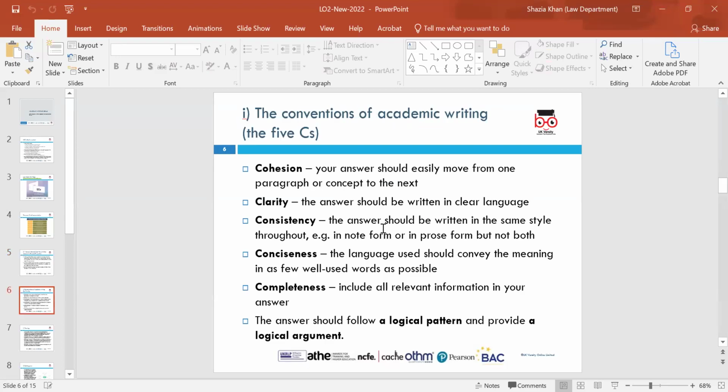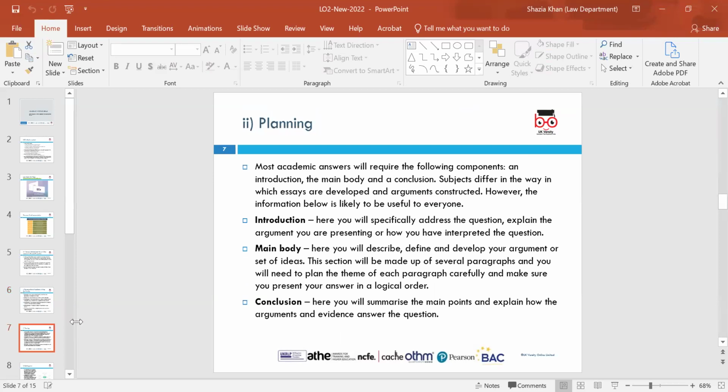We then went on to look at the 5 conventions of academic writing: cohesion, clarity, consistency, conciseness, and completeness. And how this follows a logical argument and a logical pattern as well. So there's more structure in place for that. Planning is really important. Why is planning so important when we look at assignments? To be able to cover every part of it. Yes, to cover every part of it, you need to plan it. You need to have an introduction, a main body, and a conclusion.